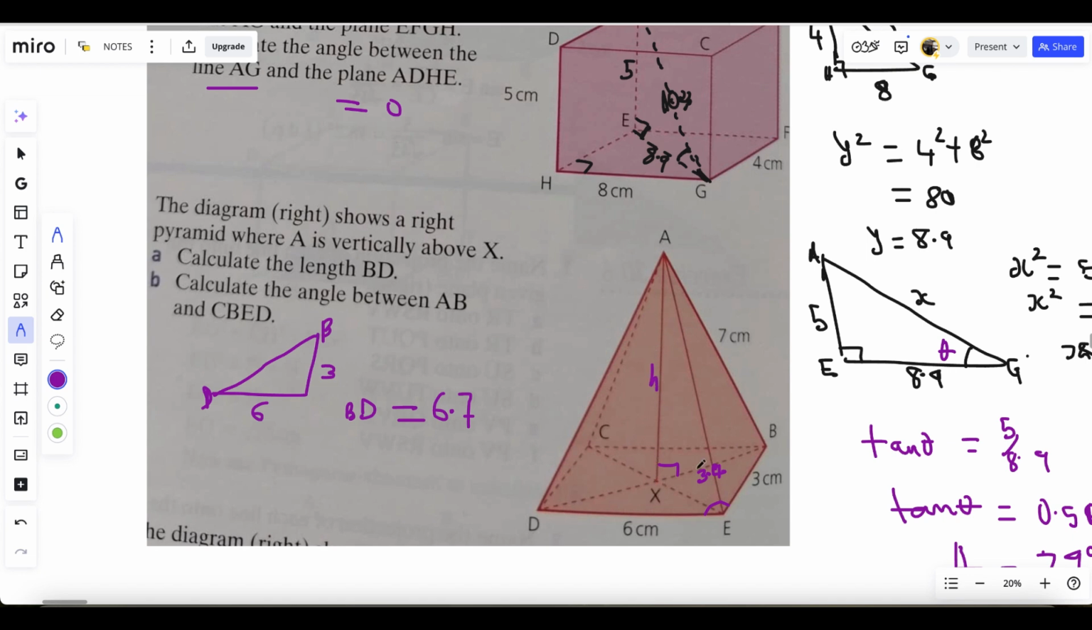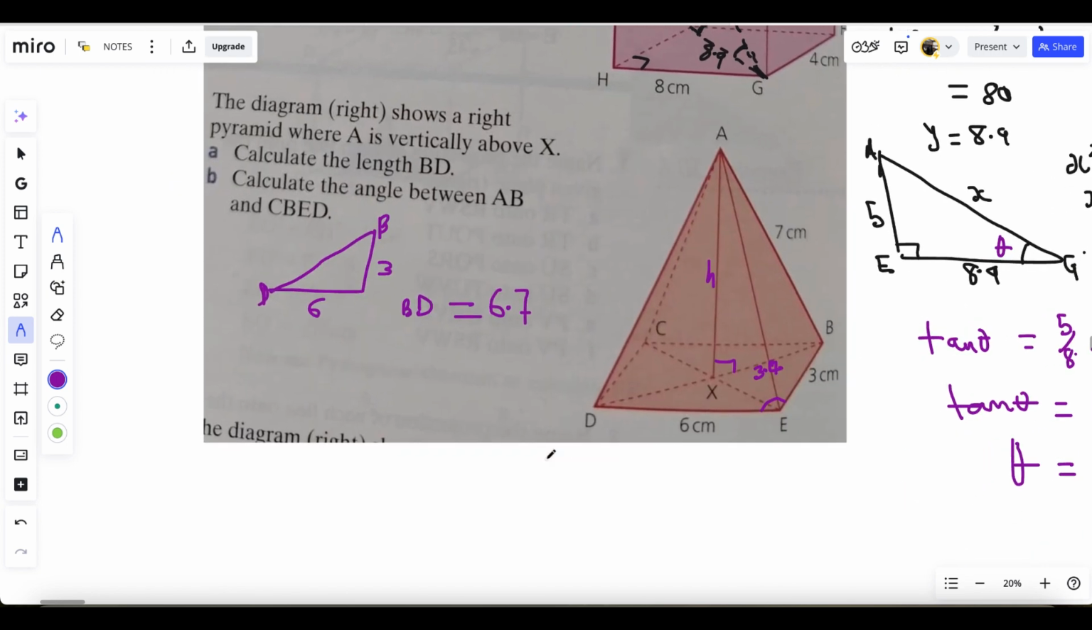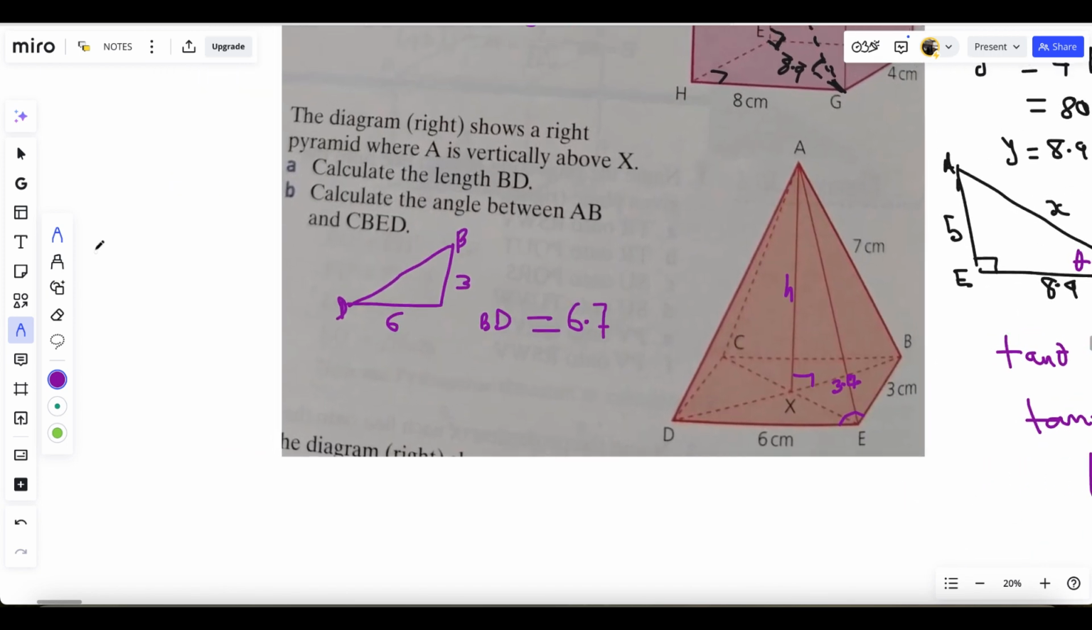So first we find this diagonal, we divide by 2, we get half of it, and then we bring out the right angle triangle. So if we bring out the right angle triangle, we have the height here, we have the hypotenuse here, which is 7, and we have the 3.4 here. Then the height we are looking for is here.